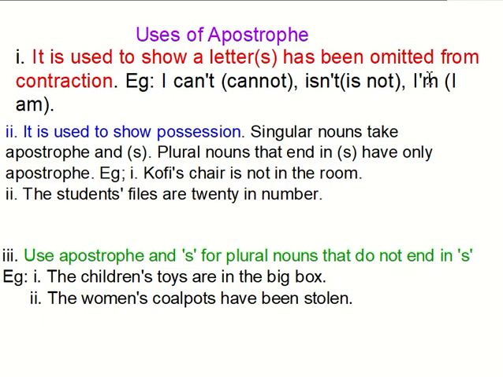When we say possession, we talk of the ownership, the one who owns that particular thing, or the one who has that particular thing in his or her possession. That is what it means, possession. Singular nouns take apostrophe and S, and plural nouns that end in S have only apostrophe.